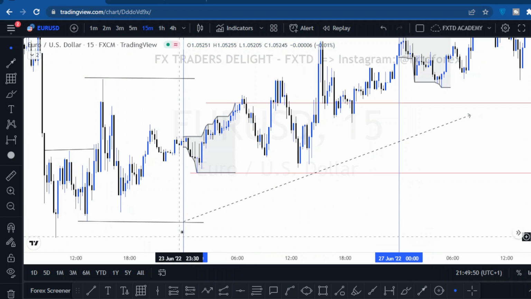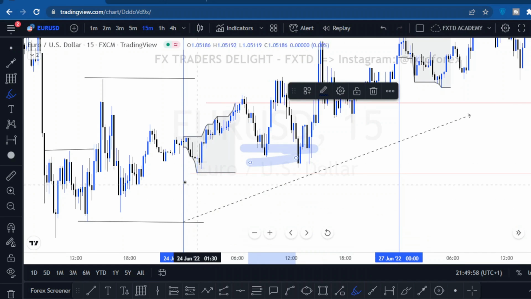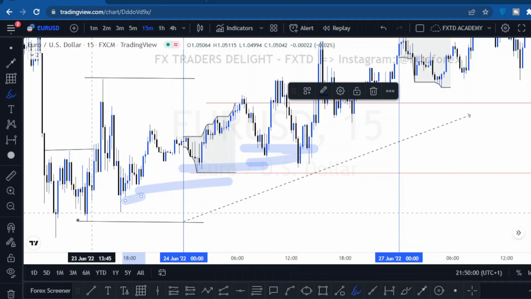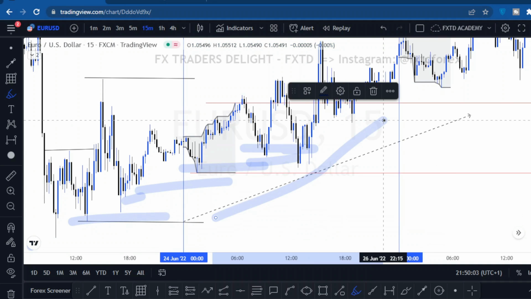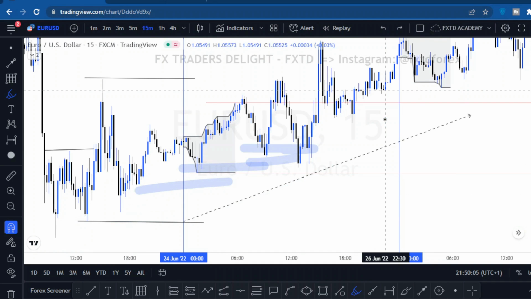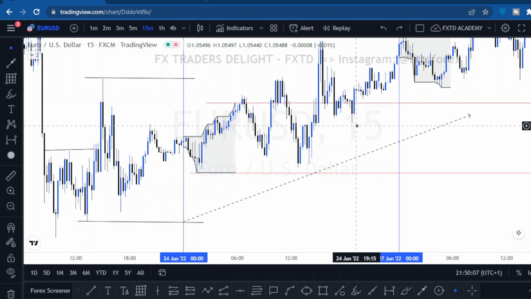The reason is you are already expecting price to go up, right? So seeing that you're expecting price to go up, you want price to take liquidity at these zones. All these are liquidity price should take out before pushing to the upside, and that's what will give you a high probability and a high win rate.